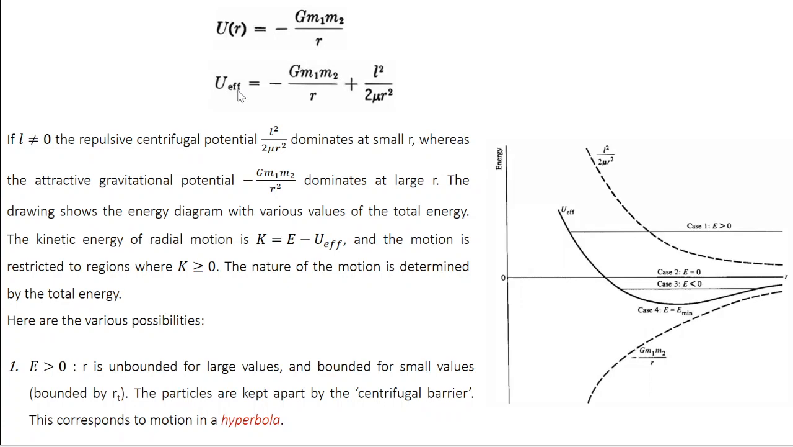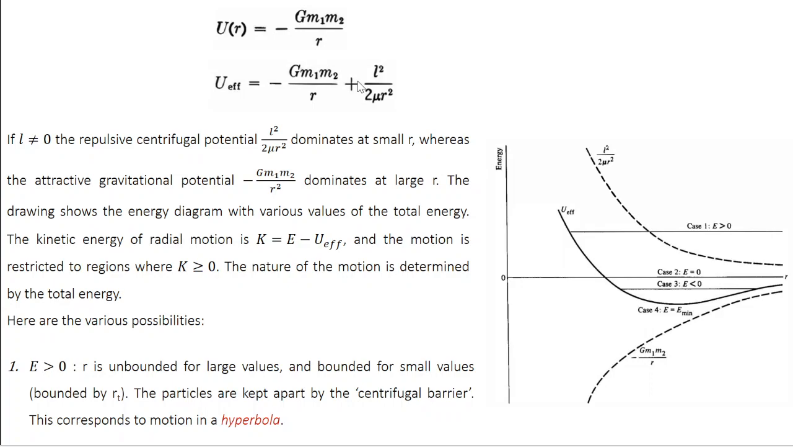As you can see, effective potential energy has two components. First one is the gravitational potential, and the minus sign indicates that this is an attractive potential. So you have an attractive gravitational potential. The second term is the centrifugal potential. The sign is positive, meaning this is a repulsive potential. So you have a repulsive centrifugal potential. So you have two complementary potentials, one attractive, one repulsive. Depending on the distance, one of them will be dominant.